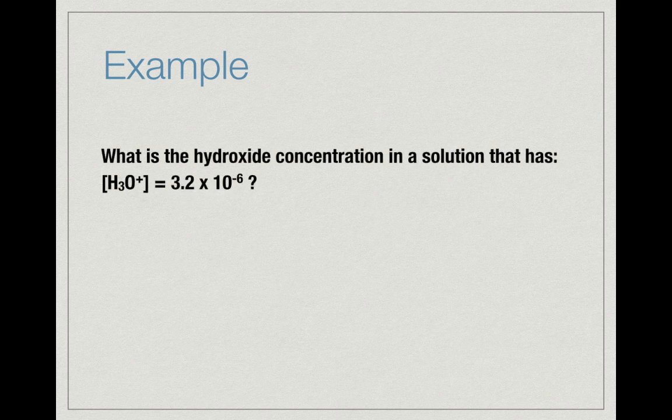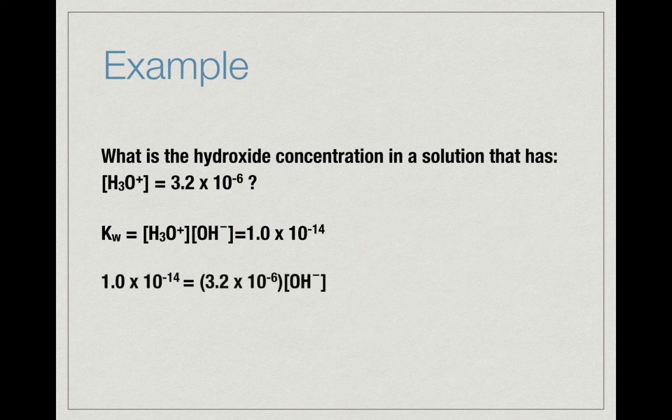So let's take a look at an example. We want to know what is the hydroxide ion concentration in a solution that has a hydronium ion concentration of 3.2 times 10 to the minus 6. Well, I'm looking for hydroxide and I know the hydronium. I know the relationship between those two is governed by the Kw. Kw is equal to hydronium times hydroxide, and that's equal to 1 times 10 to the minus 14. I plug in the value that I know for my hydronium ion, and I get 1 times 10 to the minus 14 is equal to 3.2 times 10 to the minus 6 times the hydroxide. I solve for the hydroxide and I get 3.1 times 10 to the minus 9.